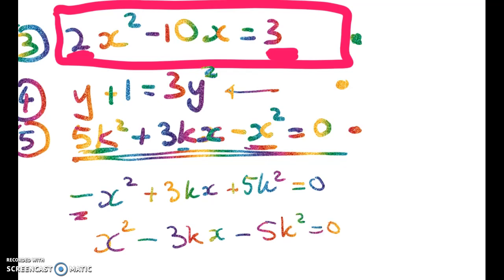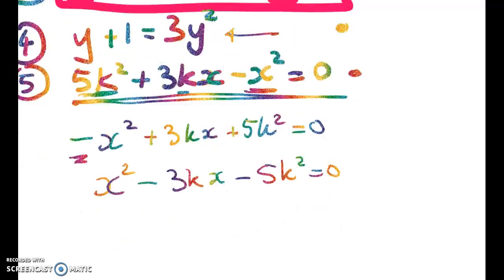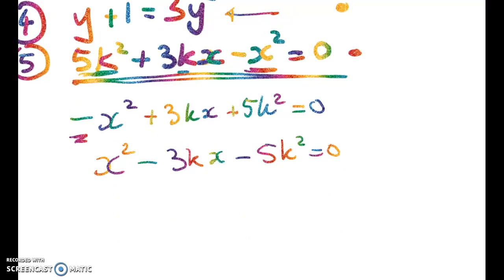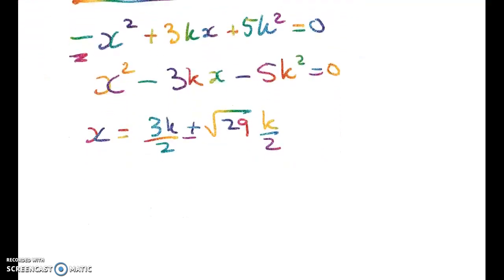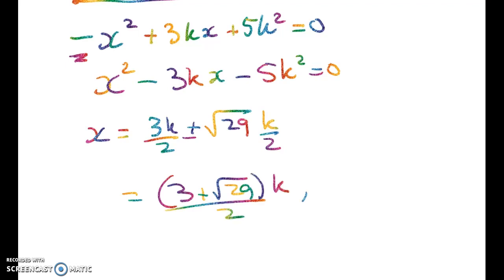And I'm going to just be really mean and jump to the answers. And you can leave me a comment and tell me if you got there or not. We end up with x is equal to, well, it's 3k on 2 plus or minus the square root of 29 times k on 2. And we could write that as 3 plus root 29 k over 2, or 3 minus root 29 k over 2.